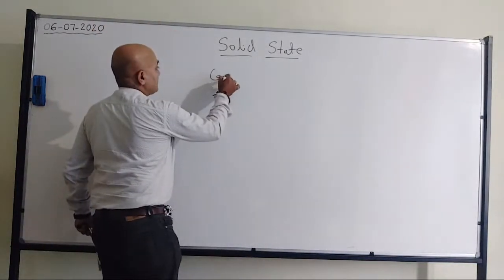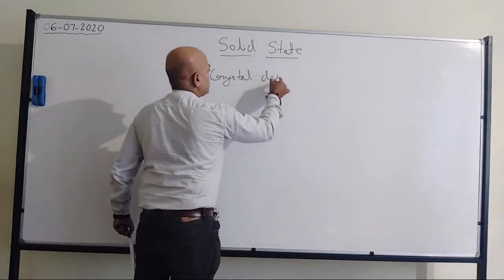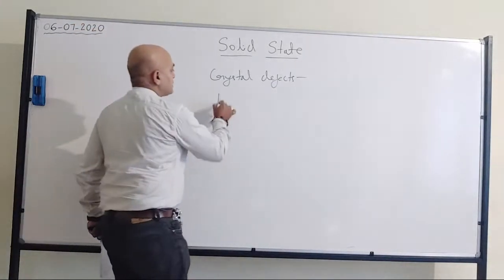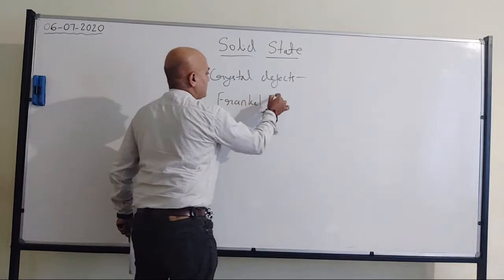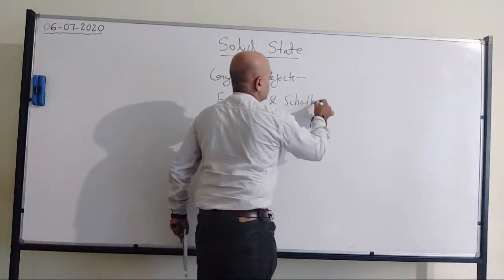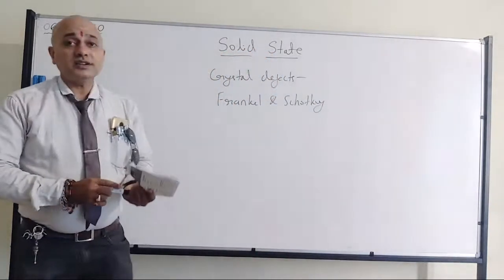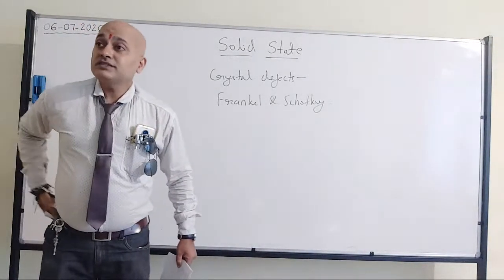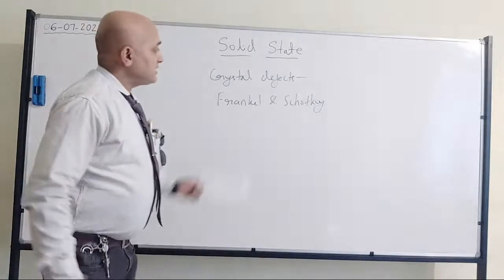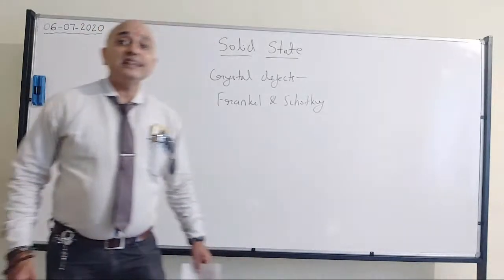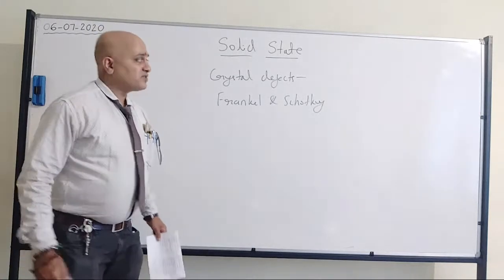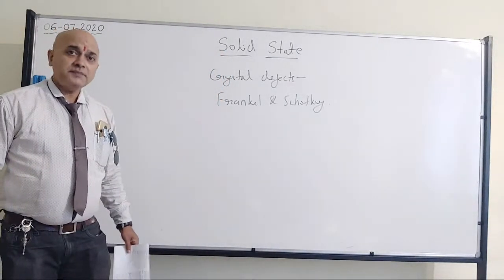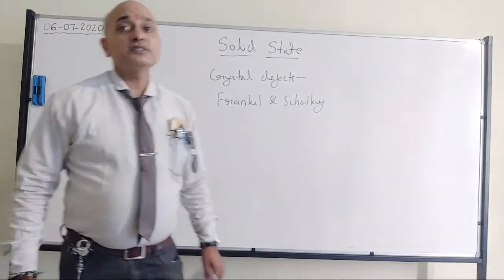Next one is crystal defects. That's where we have the Frenkel defect and Schottky defect, especially related to ionic solids. When it comes to Frenkel defect, there is no change in the density, right? But when it comes to Schottky defect, there is a decrease in the density. That's where we have the interstitial defect and vacancy defect.